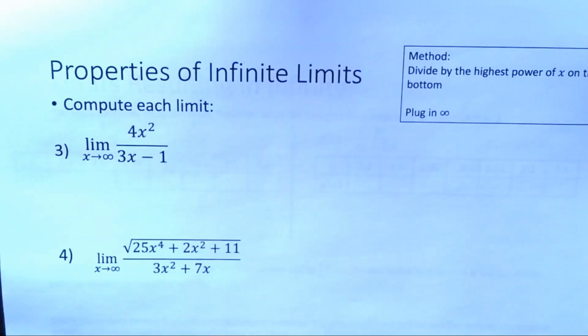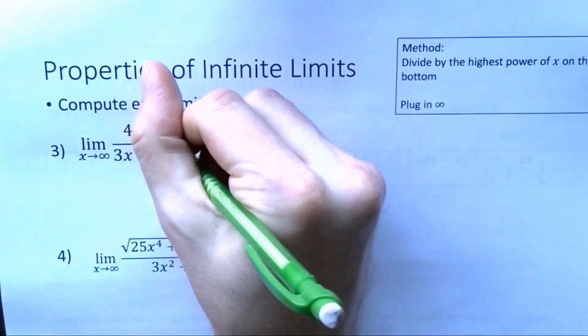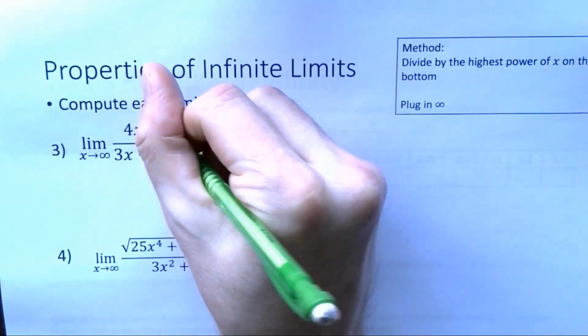Okay, a couple more examples. In part, I also want to show you all the varieties of this. So now, with problem 3 of this set, on the bottom, our highest power of x is just x to the first, or x. So in this case, we're going to multiply the bottom and the top by 1 over x.